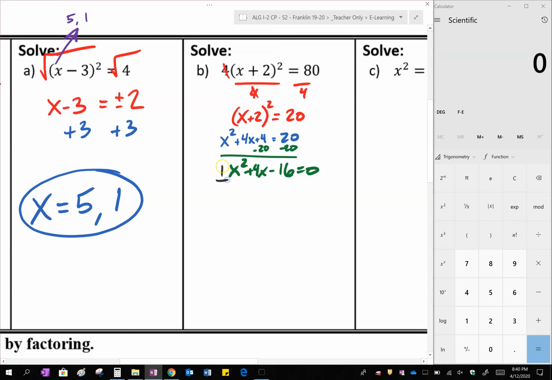So remember, A here is 1, B is 4, and C is negative 16. So x equals the opposite of B, that's negative 4, plus and minus the square root of B squared, so 16, minus 4 times A, which is 1, times C, which is negative 16, all over 2A, so 2 times 1, that's 2. Okay, so remember the quadratic formula.